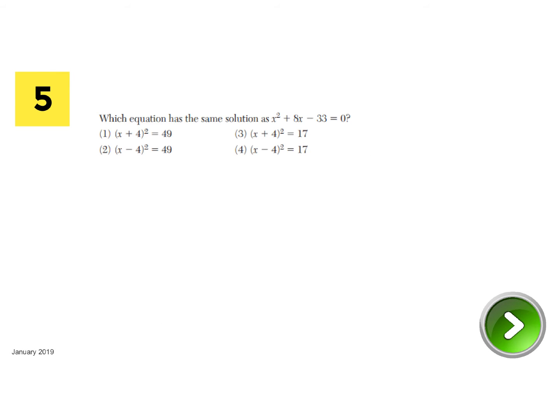Oh, all right, which equation has the same solution as this? So let's solve this. X squared plus 8x minus 33 equals 0. What they're really saying is complete the square. So your brain wants to think complete the square. If you flake out on that and don't remember how to complete the square, you can check and see which ones work. We can talk about that too.